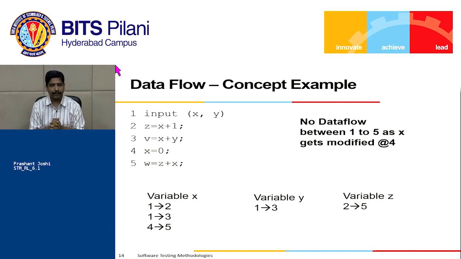Let's look at an example. I think it's all in front of you. So we have these 5 statements. Again, this is a concept example. I don't believe anyone would write code like this from a product perspective. So we have input x, y; z is equal to x plus 1; v is equal to x plus y; x is equal to 0; and w is equal to z plus x. So let's go variable by variable.